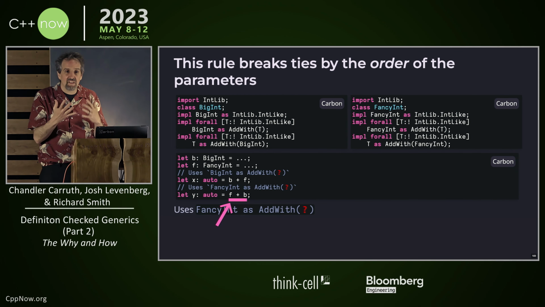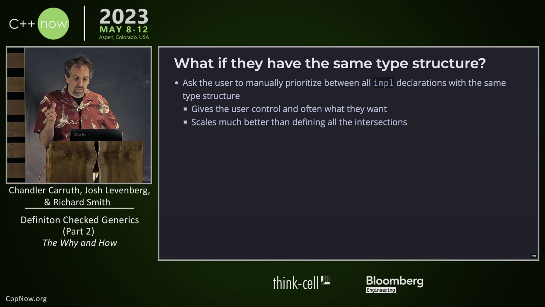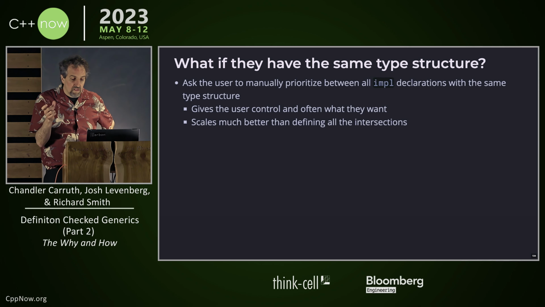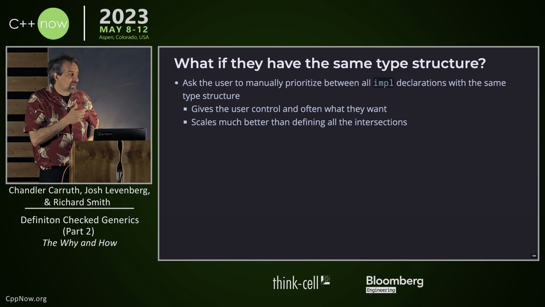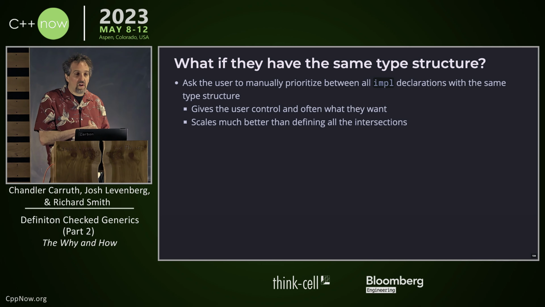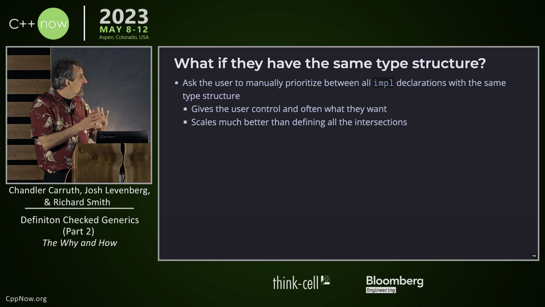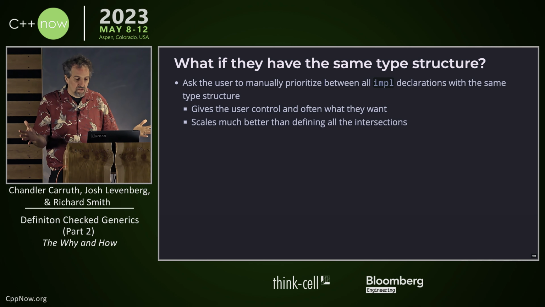So another thing that came up in part 1: when you have implementations with the same type structure, we're going to ask users to manually prioritize them. And this is a degree of control that users often want anyway. You could have complex rules about matching parameters or something that's more specific, but it's easier just to let the user say what they want.